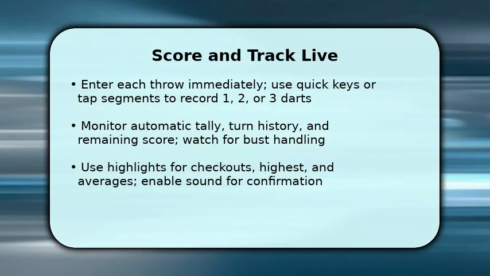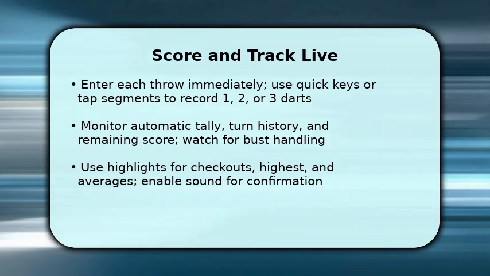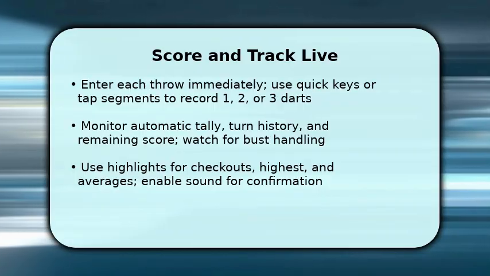You record every throw as it happens to keep accurate turn history and averages. Tap the board segment or press mapped keys for singles, doubles, and triples. The counter updates totals and remaining score instantly. Once a bust occurs, the app rolls back that turn automatically, so make sure you understand how busts are handled.